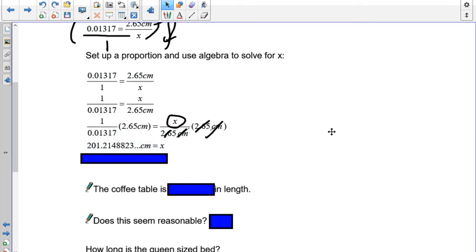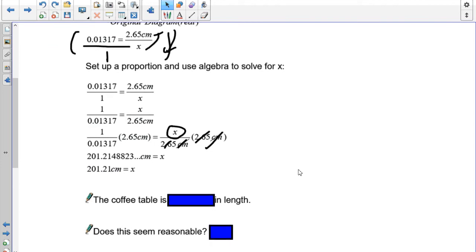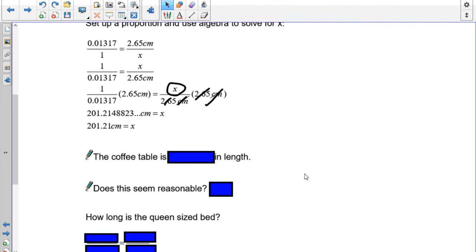I get 201.21488823, and this ellipsis, dot, dot, dot, means it goes on forever. It's in centimeters. And then when I round it off, I round it off to 2 decimal places. So the coffee table is 201.21 centimeters long. Now, does that seem reasonable? Well, some coffee tables are very long and some are not so long. But a 6-foot coffee table, which is roughly what 201 centimeters would be, is very reasonable.